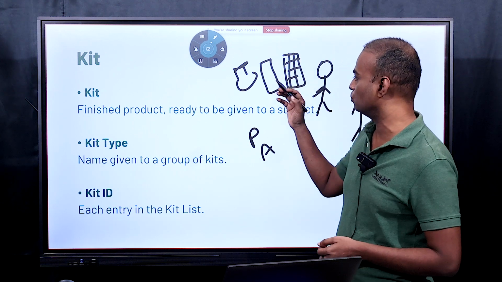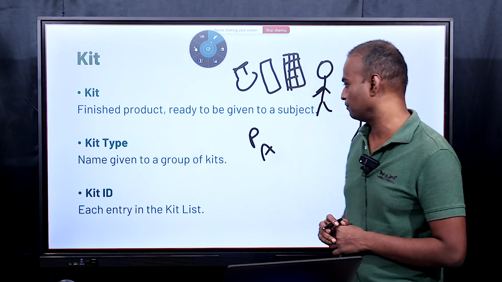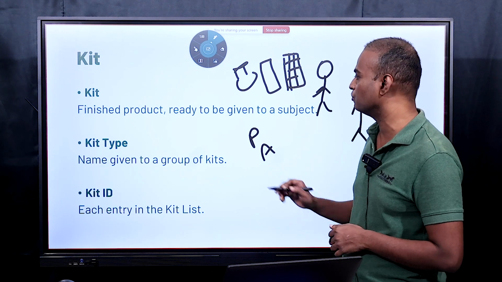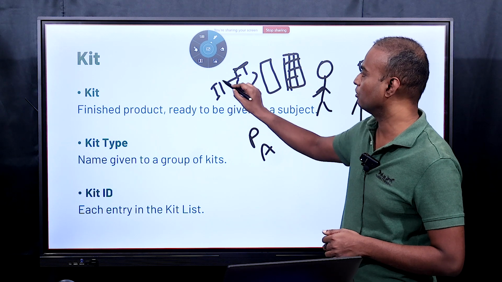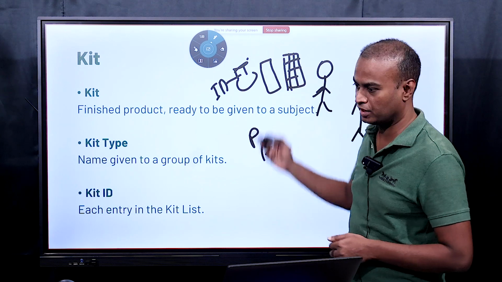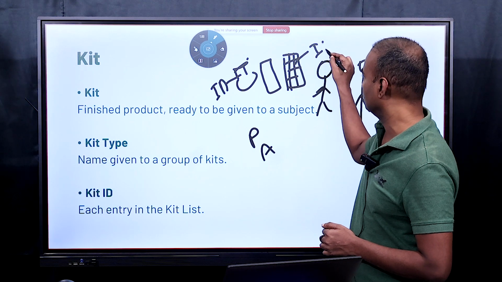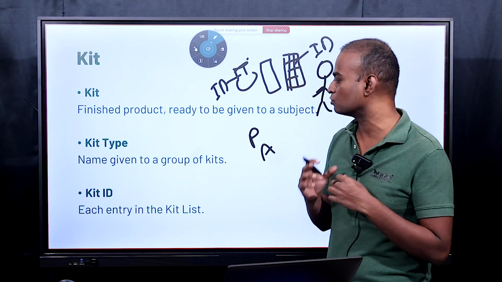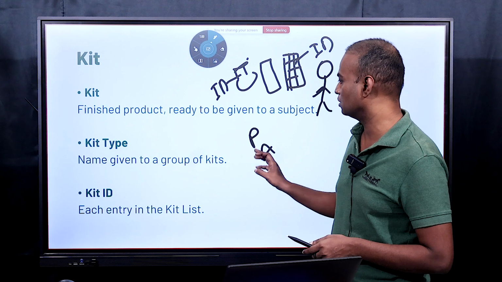The name given to the group of kits that are given to the patient is known as kit type. Then what is kit ID? Every kit in the clinical trial, for example this one, is given an ID. That we call kit ID. If another patient comes, we give one more bottle that will have a different ID, or one more strip that will contain a different ID. So each kit that is given to a subject when he comes to the site will have an ID. That ID is known as kit ID.